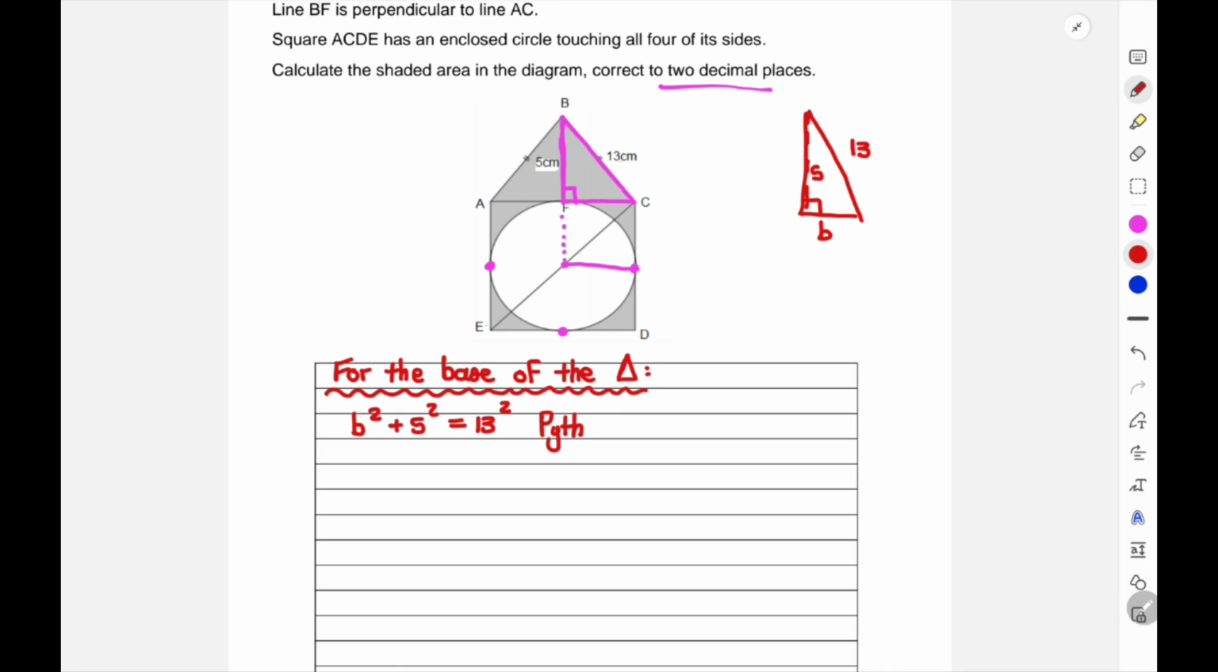And if you take 13 squared and you subtract 5 squared, you get 144. And the square root of 144 gives you plus minus 12. But because it's a distance, it will be a positive 12. So we know that from there to there is 12.